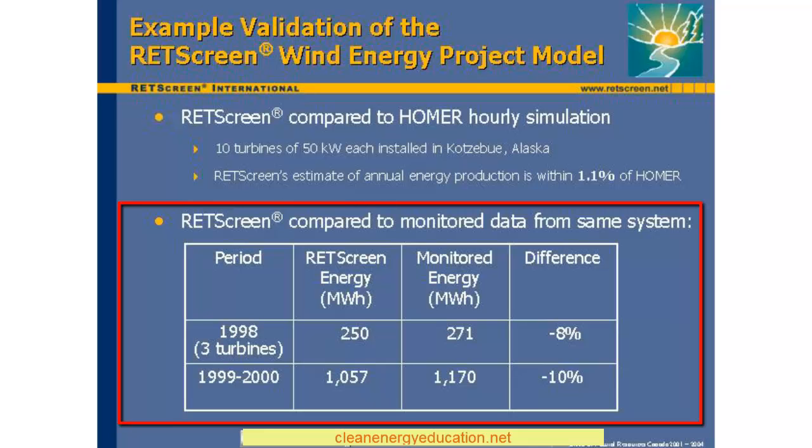RETScreen's prediction of the annual energy production for this installation was compared with monitor data from the installation. Over the years of 1998 through 2000, RETScreen underestimated the actual energy production by only 8 to 10%. This is sufficiently accurate for pre-feasibility purposes.